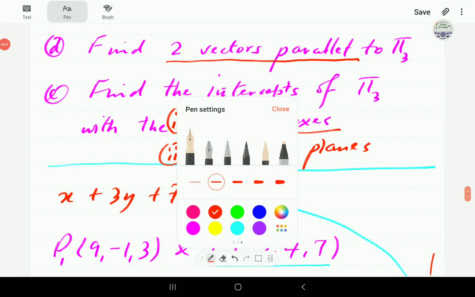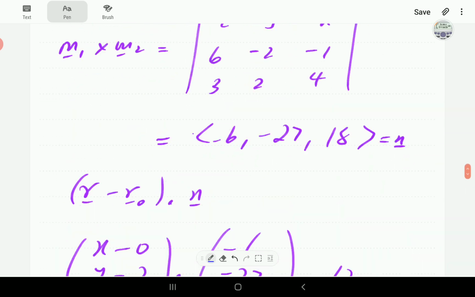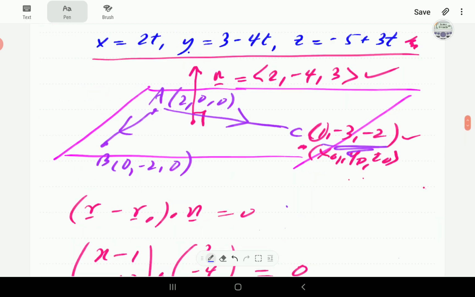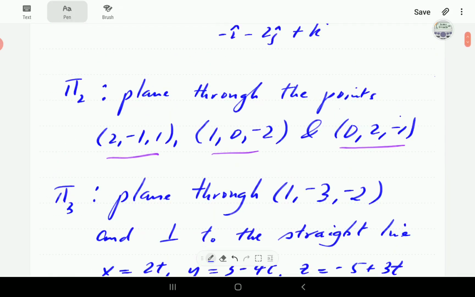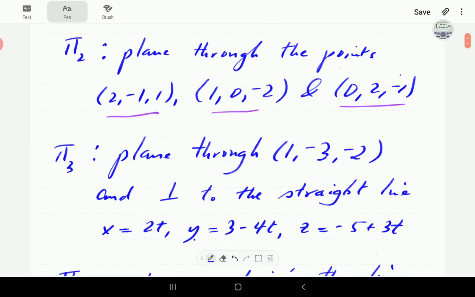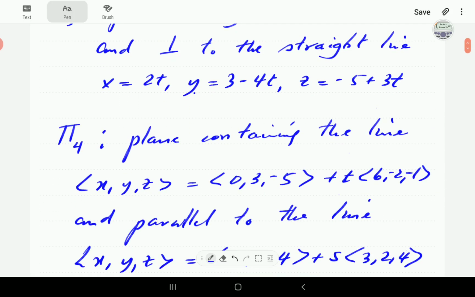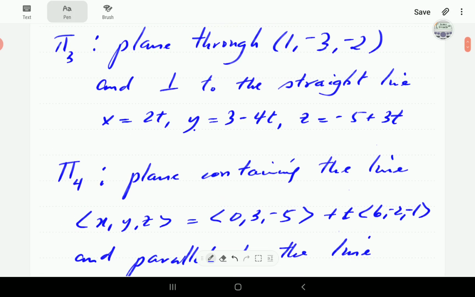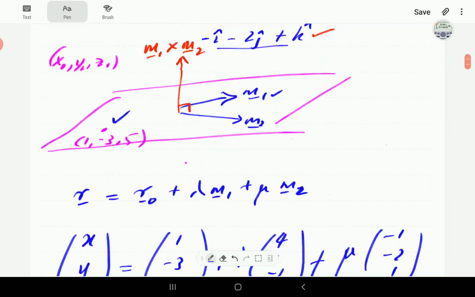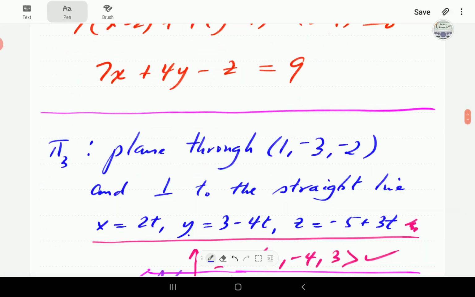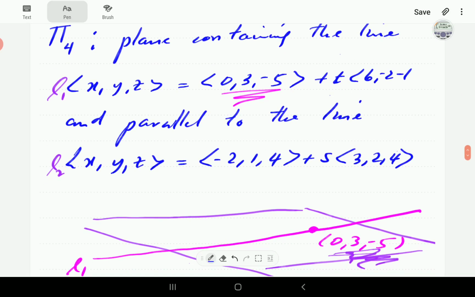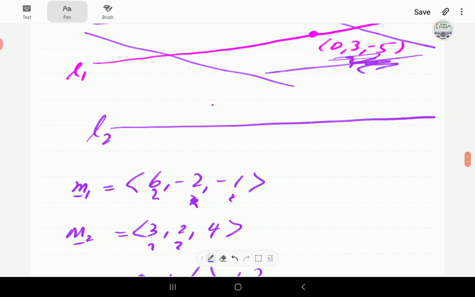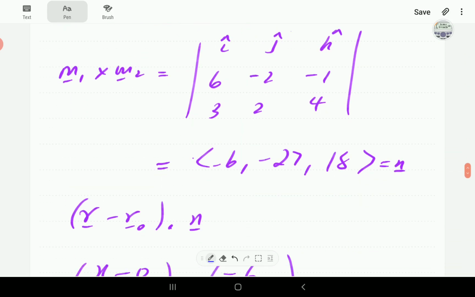Right, this is the third video on question 1. Question 1 is based on 4 planes defined with these conditions. There is plane 1, there is plane 2, there is plane 3, and there is plane 4. This question is based on plane 3, the last in number 1.